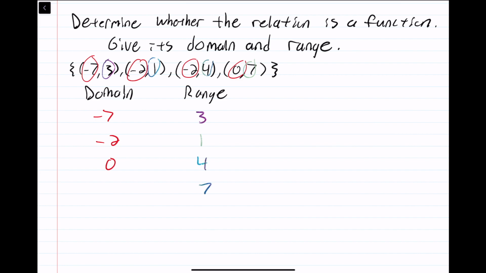So our first pair says that -7 maps to 3, -2 maps to 1, -2 also maps to 4, and 0 maps to 7. So since -2 maps to both 1 and 4, that breaks the definition of a function, because the definition of a function says that each member of the domain maps to only one member in the range. So not a function.